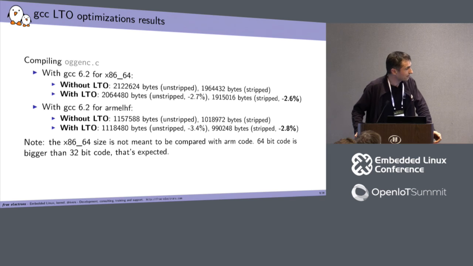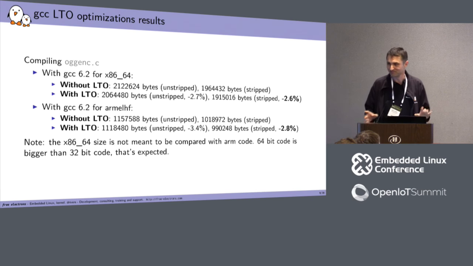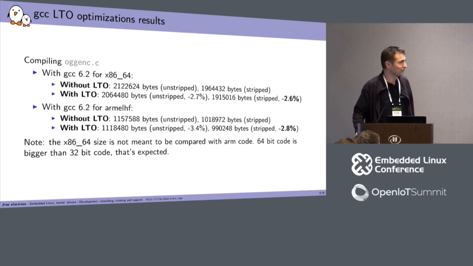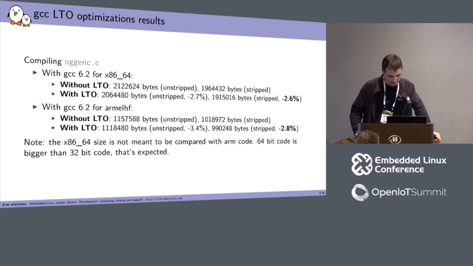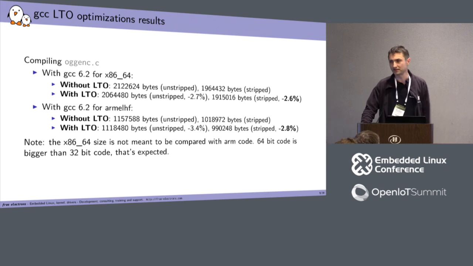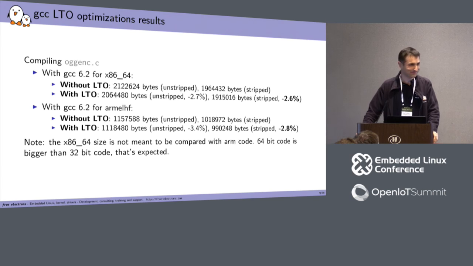And then for ARM, it's the same kind of saving as well, minus 2.8% in terms of the stripped executable. So you can reduce essentially a few hundreds of kilobytes sometimes if the executable is big, or a few tens of kilobytes. So that might be worth it. Don't compare the x86 64 code size with the ARM one, of course. You were talking about 64 bits, so it's not fair.